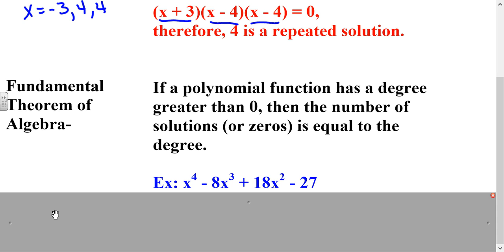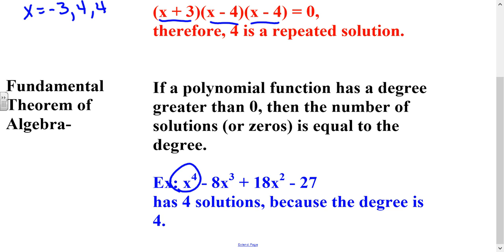So if we look at this example, what is the degree of this function? Well, if I look at it, I have x to the 4th power is my highest exponent, so the degree would be 4. So it would have 4 solutions, and it can be both real and imaginary, or all imaginary or all real. We just have to find out.